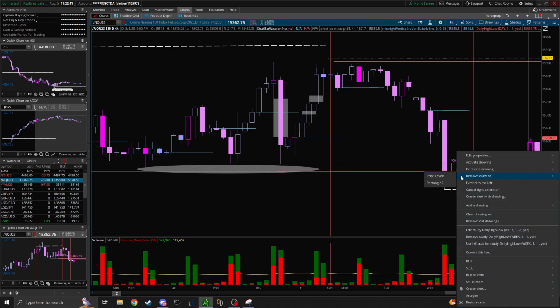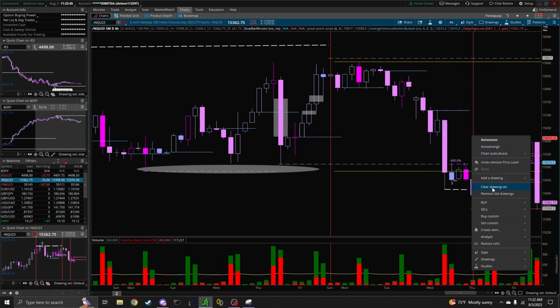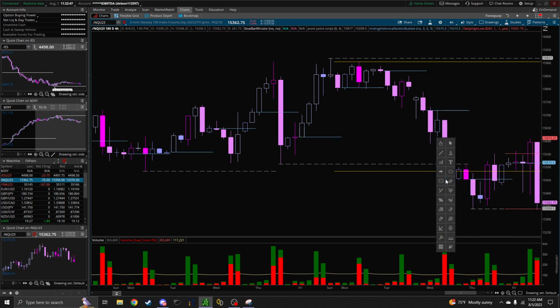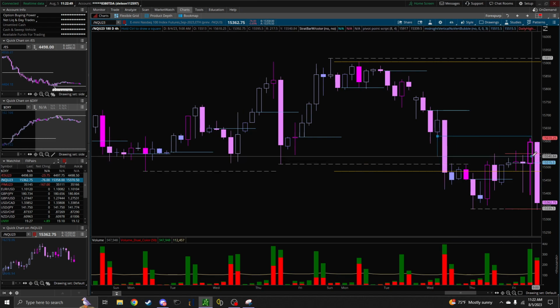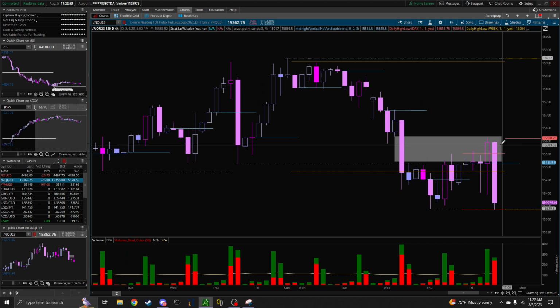Let me clean some of these out. A lot of drawings for no reason. But you can see that this fair value gap we were just talking about, it fixes it on Friday. It fixes all of it. And then it keeps going down and continues.